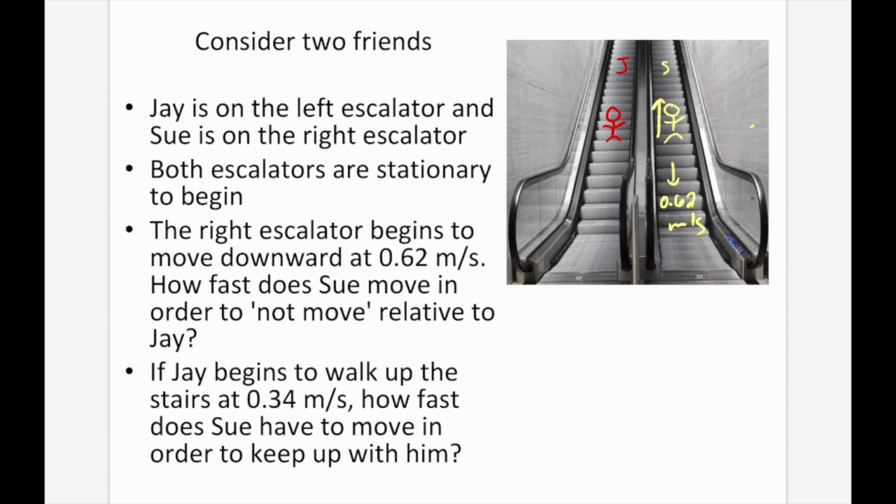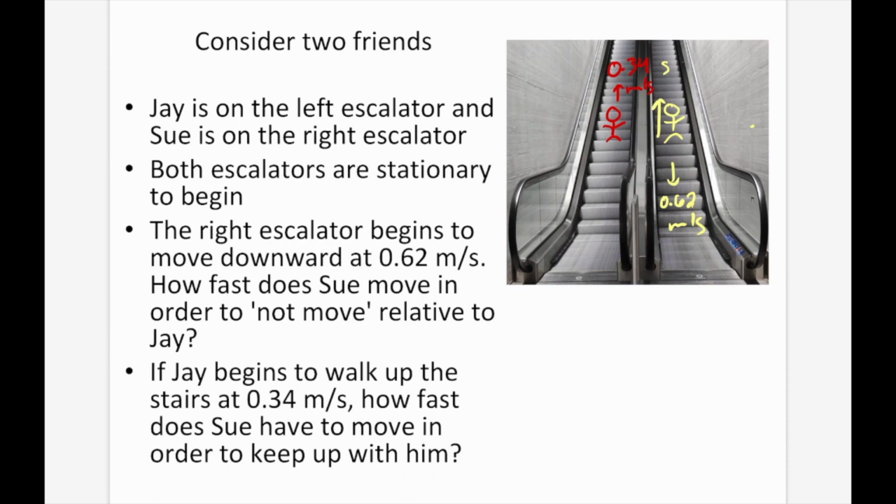Now the second part, if Jay begins to walk up the stairs at 0.34 meters per second, how fast does Sue have to move in order to keep up with him?